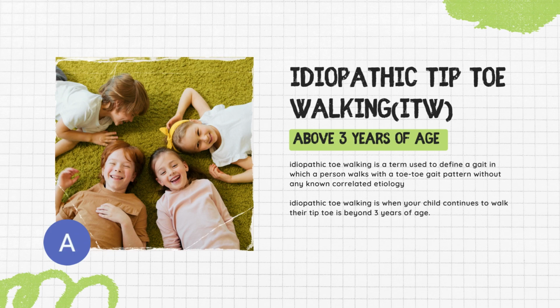So idiopathic toe walking is when your child continues to walk on tiptoe beyond 3 years of age. It depends: 10 to 18 months is a normal age, but beyond that, it will be a problem. When this idiopathic toe walking continues up and beyond 3 years of age, it will be a problem to the children.